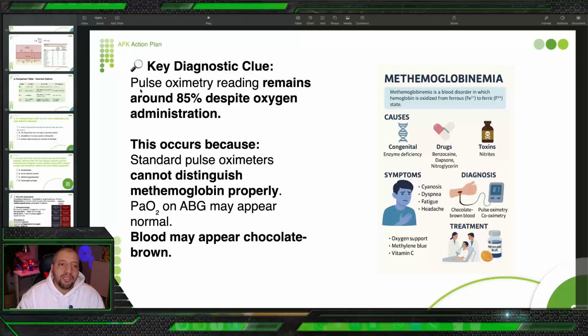So the key diagnostic clue here: the pulse oximetry reading remains around 85 despite giving him oxygen. This occurs because a standard pulse oximeter cannot distinguish methemoglobin properly. The PaO2, which is oxygen, may appear normal. Blood may appear chocolate brown. So this is the problem the patient has, and the treatment will be IV methylene blue.